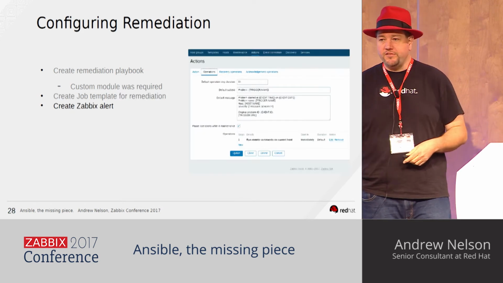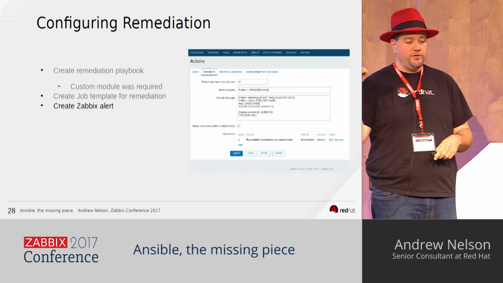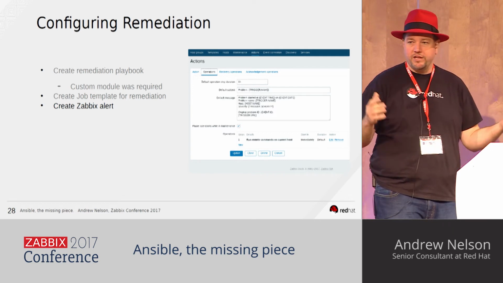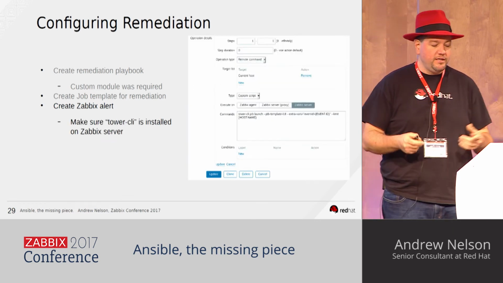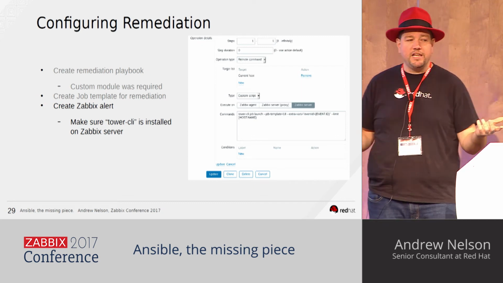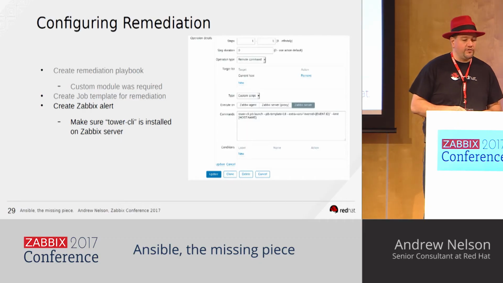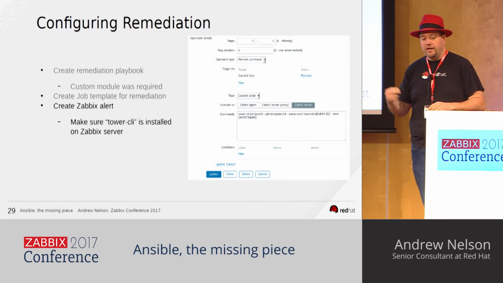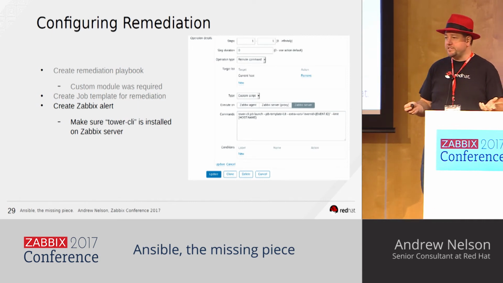Then we go on to our Zabbix server. We create our event. As you'll notice, we have just a regular event. Now we go to the action for the event, and we're using the Tower CLI. So the Tower CLI program does need to be installed on the Zabbix server because we are going to run this action on the Zabbix server itself.